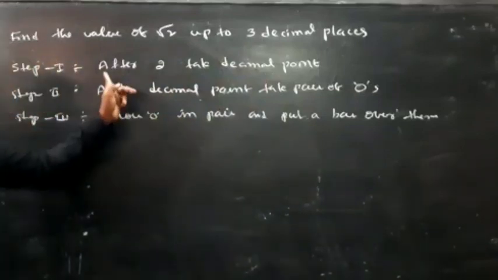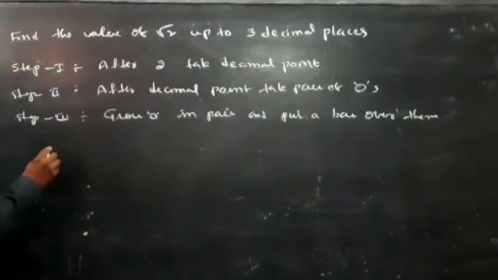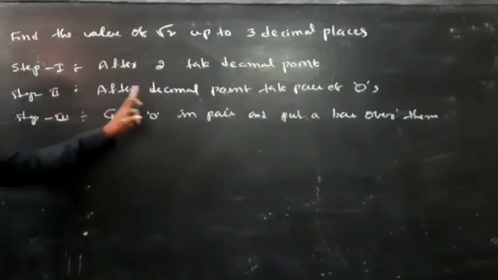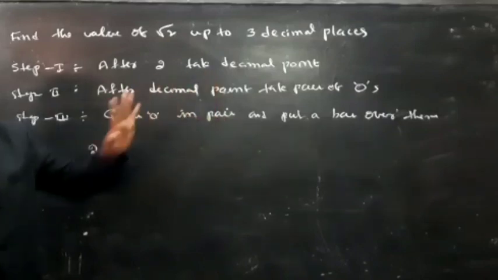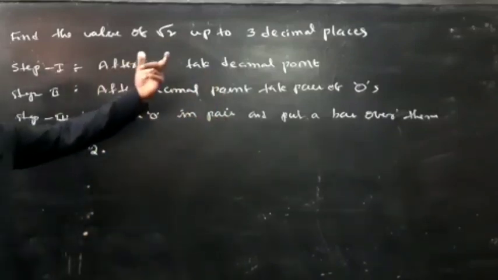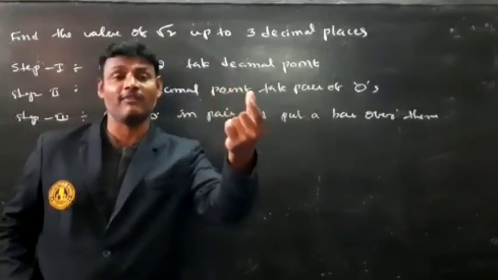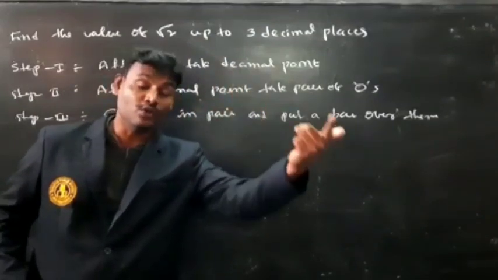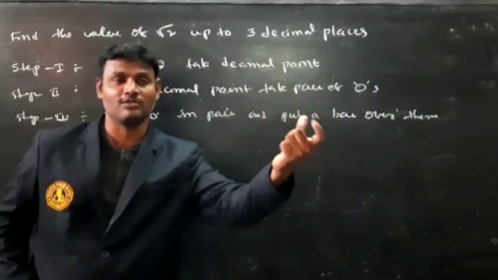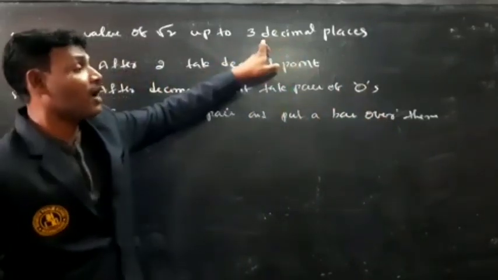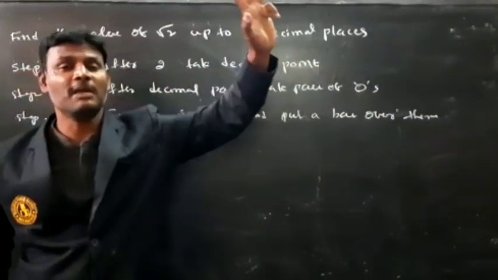Step 1. After 2, take a decimal point. After the decimal point, take pairs of zeros. Here, he asked for 3 decimal places. To one decimal place, you take 1 pair of zeros. To 2 decimal places, take 2 pairs of zeros. To 3 decimal places, take 3 pairs of zeros. Here, how many do I need? I need 3 decimal places.